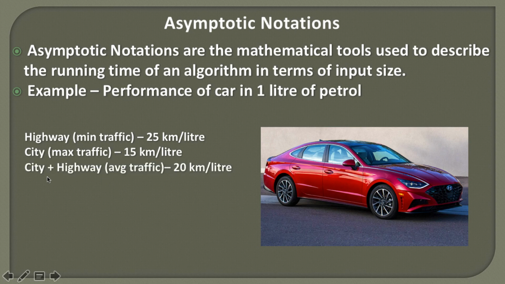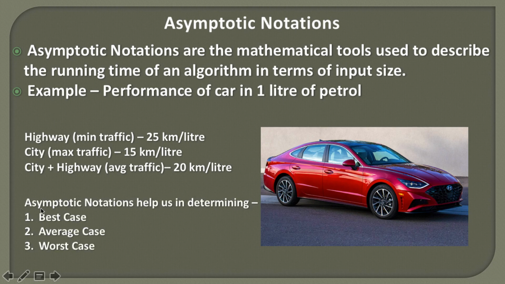And let's say you are running for some amount of time in the city and then on the highway, which means you are encountering average traffic, so it will give you around 20 kilometers per liter. So these are the three answers which the salesman might give you when you ask about the performance of the car in 1 liter of petrol. So when we talk about an algorithm, these asymptotic notations give us a rough idea of how an algorithm will perform in certain situations.